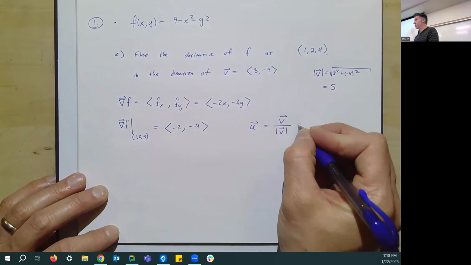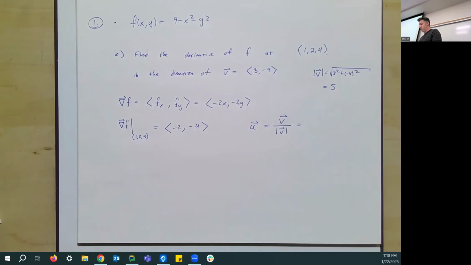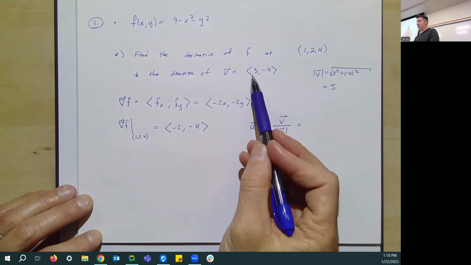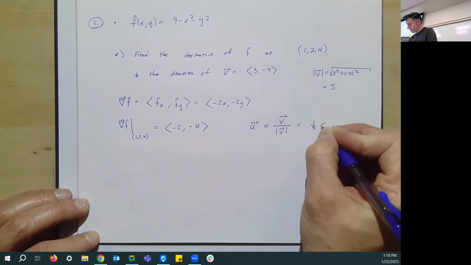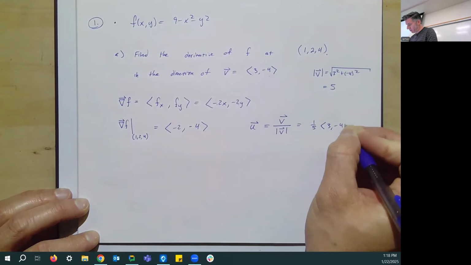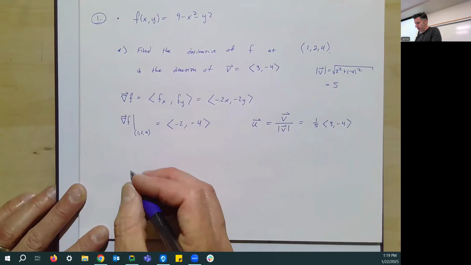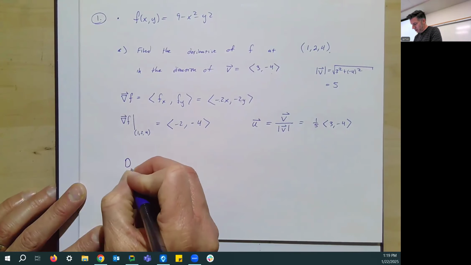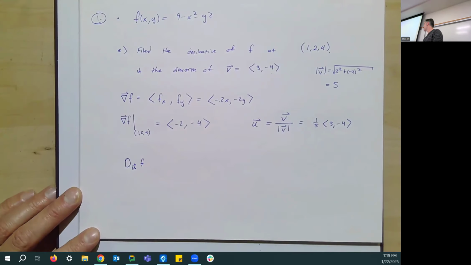Personally, I don't like to distribute the 5 or the 1/5 into the vector. You can write your vector as 3/5 comma negative 4/5. I would much rather write it as 1/5 times the vector 3 comma negative 4. So now when we find our directional derivative, and you should really write it like this because it's pretty standard, you're going to write it as capital D subscript U F, like that.